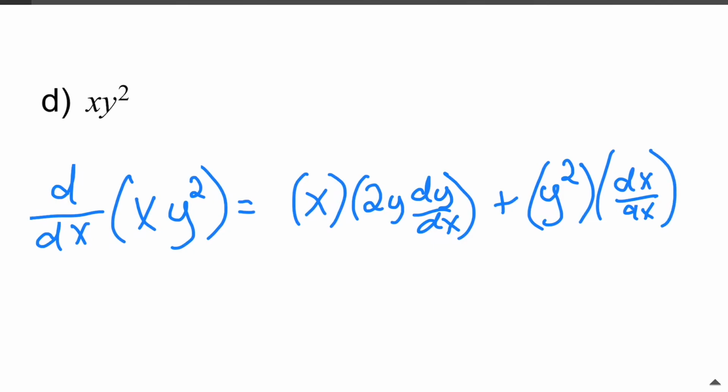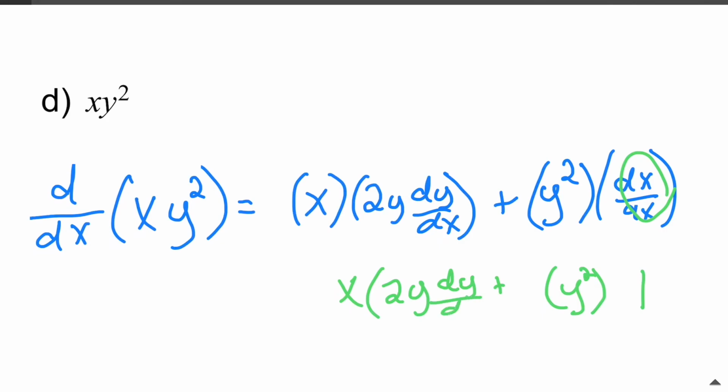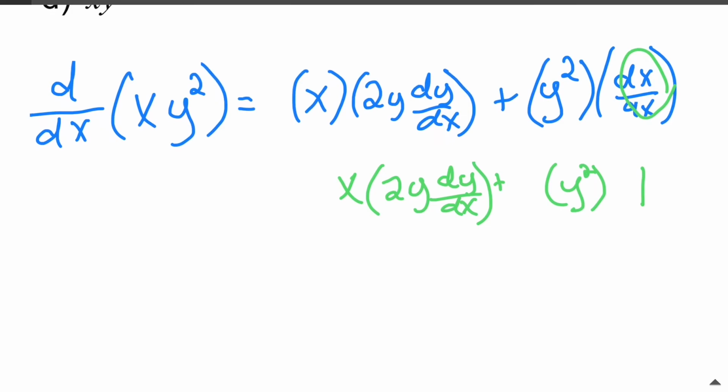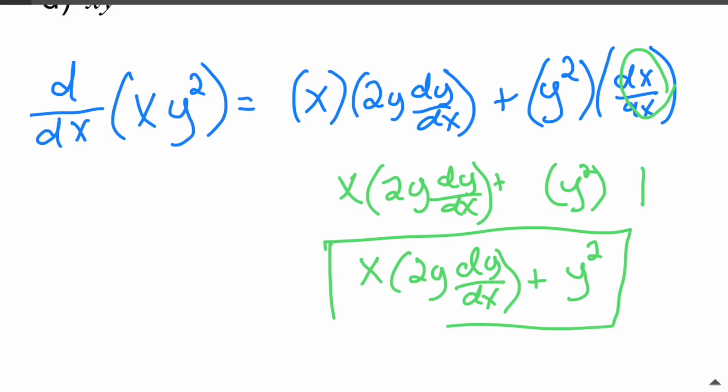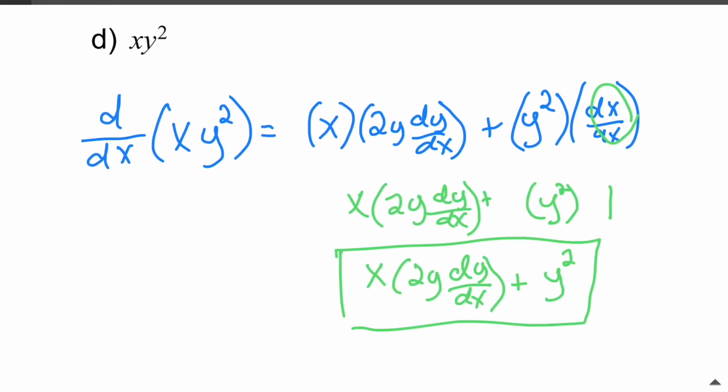We know that this here just becomes a 1 times y squared, and we also have this x times 2y dy dx. We do have to keep that dy dx in. Our final answer, I'm just going to rewrite this right below, is x times 2y dy dx plus y squared. We don't have to write that dx dx because it's just 1. So this would be our final derivative for xy squared.